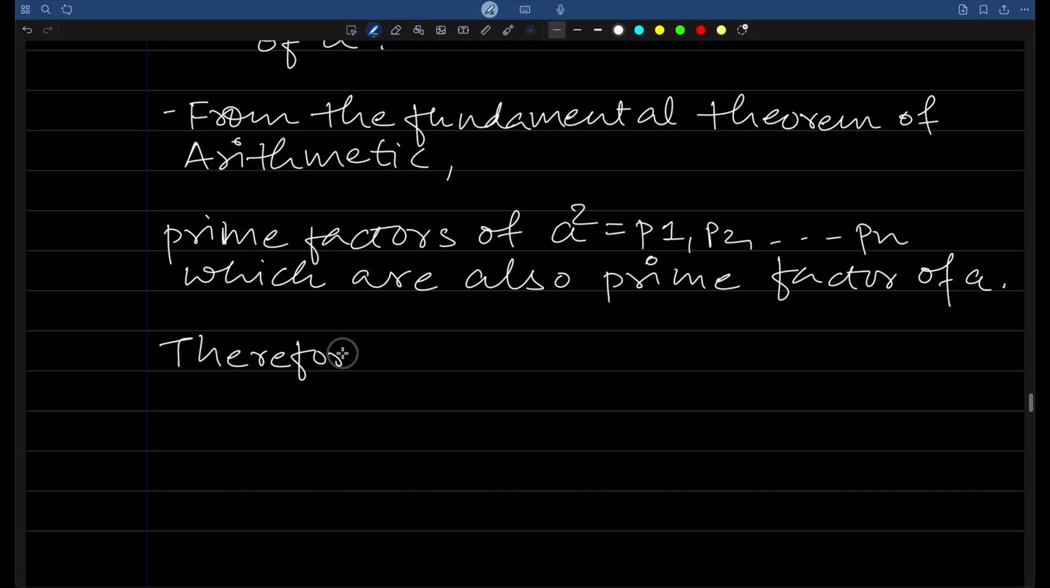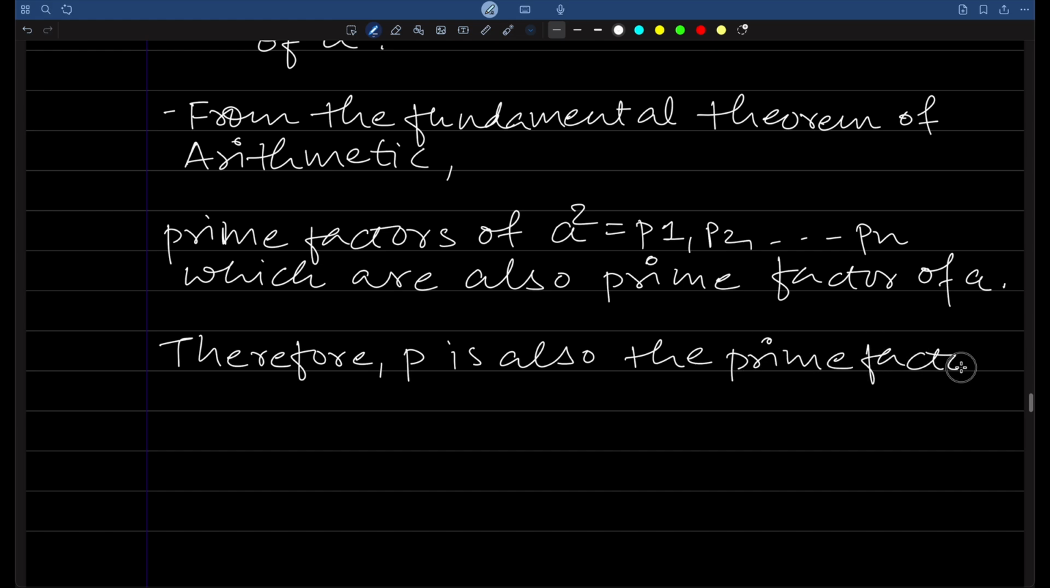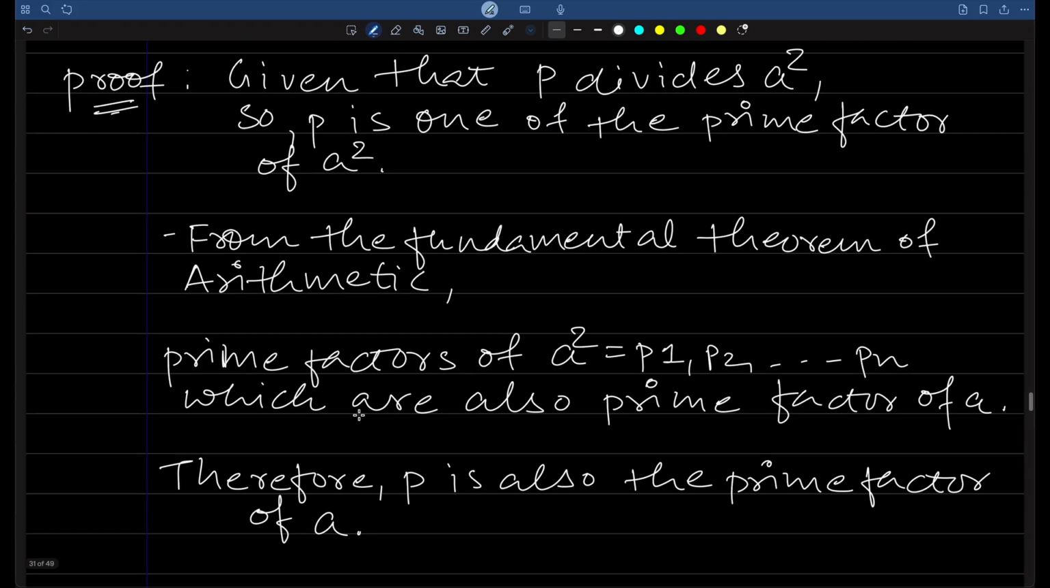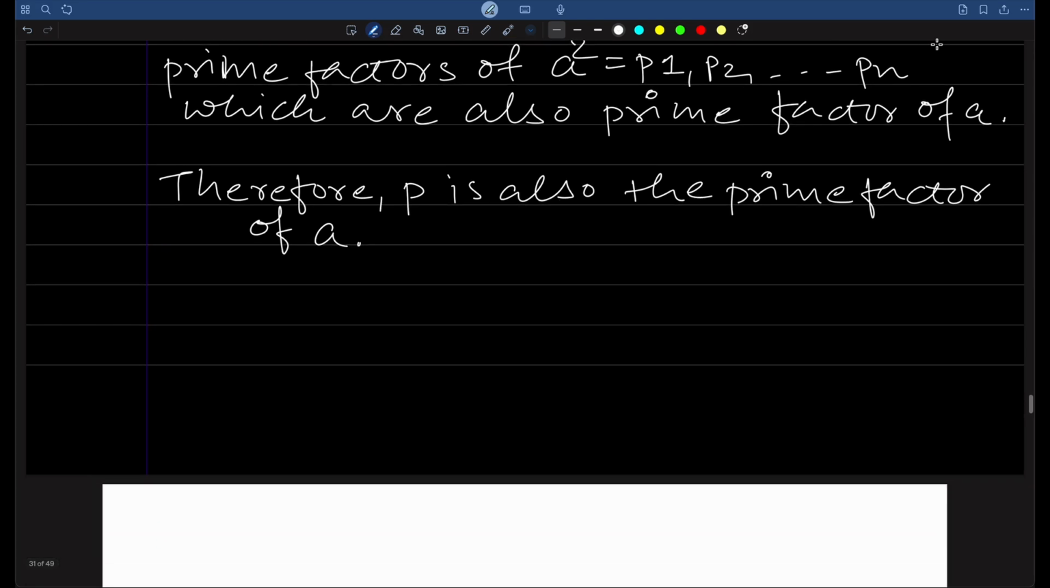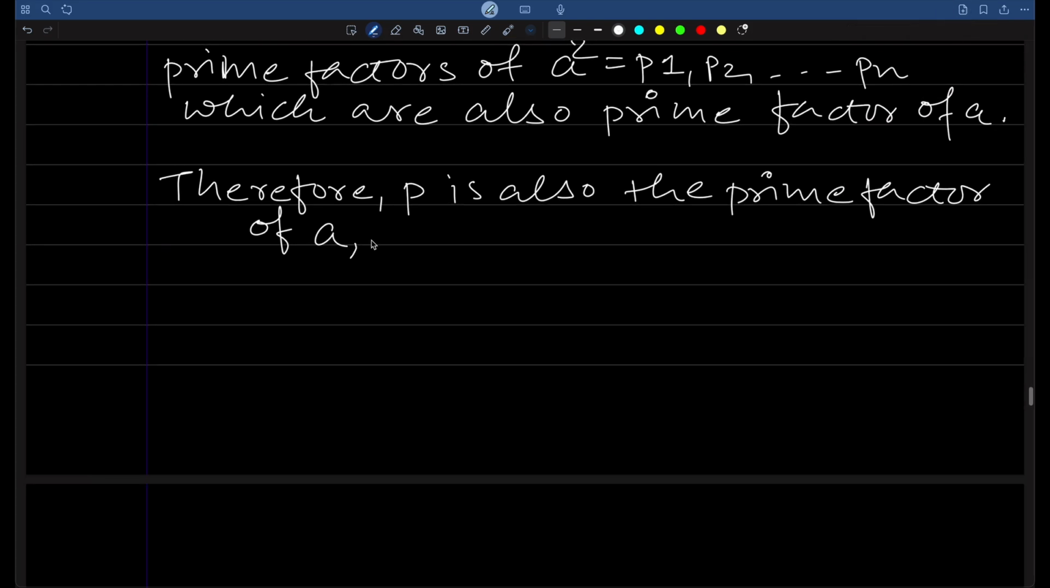Therefore, p is also the prime factor of a. And hence p divides a.